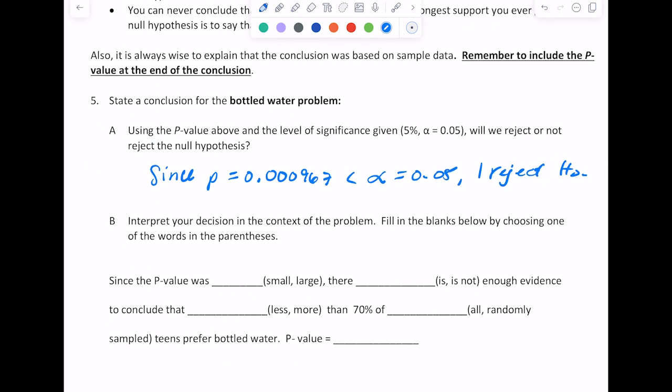And then we're going to interpret our decision. Okay, this is one way you can word it. Since the p-value was small, there is enough evidence to conclude that more than 70% of randomly sampled teens prefer bottled water. My p-value was 0.0009, pretty much.